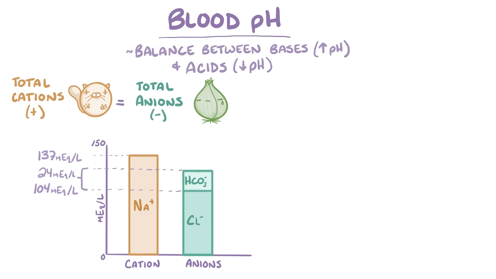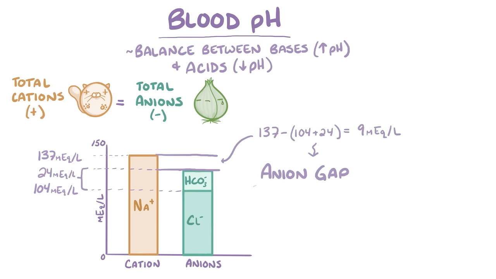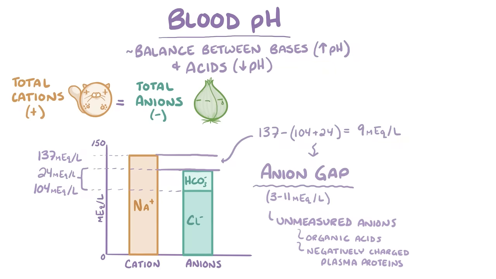The rest are unmeasured. So just counting up these 3 ions, there's usually a difference or gap between the sodium concentration and the sum of the bicarbonate and chloride concentrations in the plasma, which is 137 minus 128, which comes from adding chloride and bicarbonate. And so you end up with 9 milliequivalents per liter. This is known as the anion gap, and normally it ranges between 3 and 11 milliequivalents per liter. The anion gap largely represents unmeasured anions, like organic acids and negatively charged plasma proteins, like albumin.